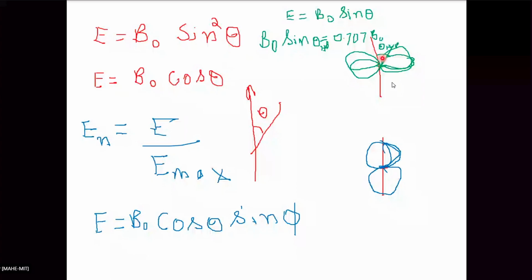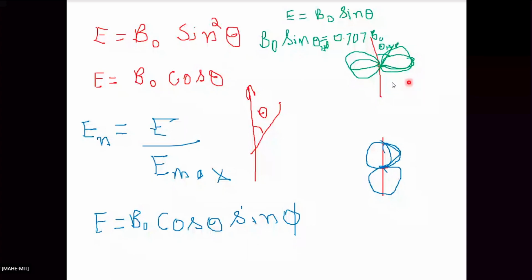Now what is the half power beamwidth for this? Half power beamwidth means, on either side of the maximum radiation, what is the half power point? 0.707 corresponds to 45 degrees, right? So similarly here, 90 plus 45 degrees, you get the other half power point. Do you agree?